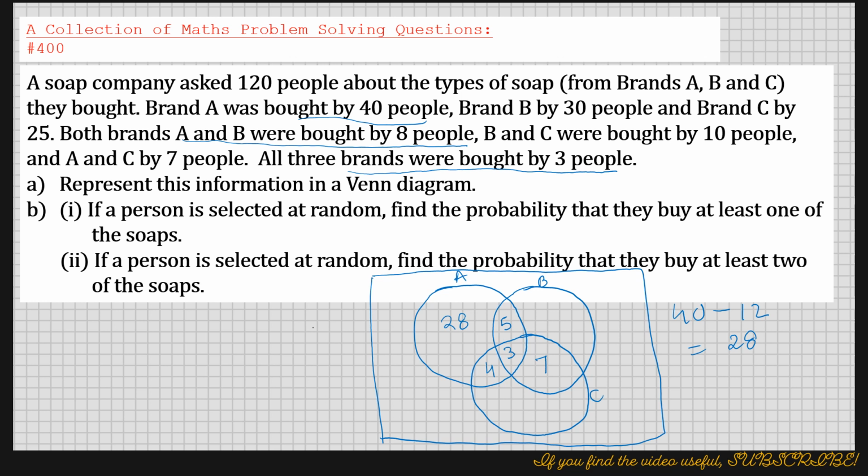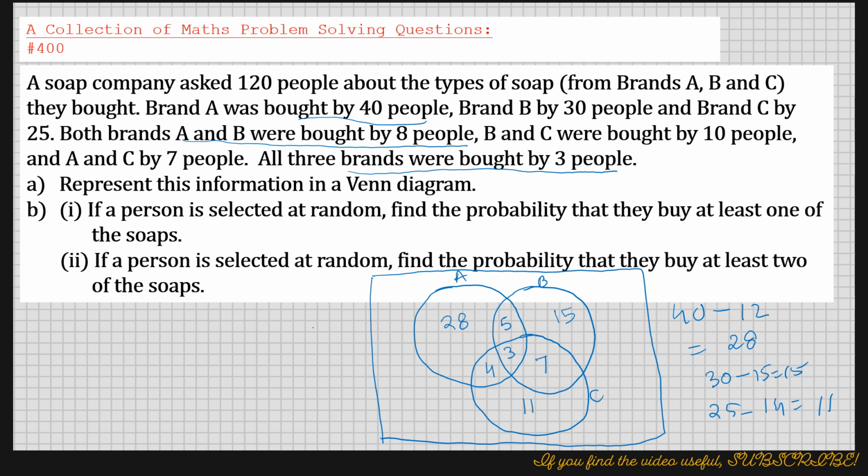Then the people who use B only would be 30 minus 5 plus 3, 8, plus 7, 15, so that would be 15. And the people who use C only would be 25 minus 4 plus 3, 7, and 7, 14. So there'd be 11 people here.